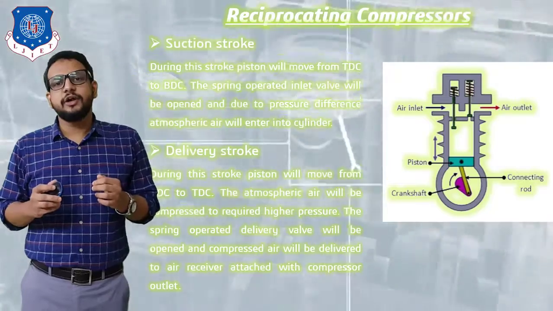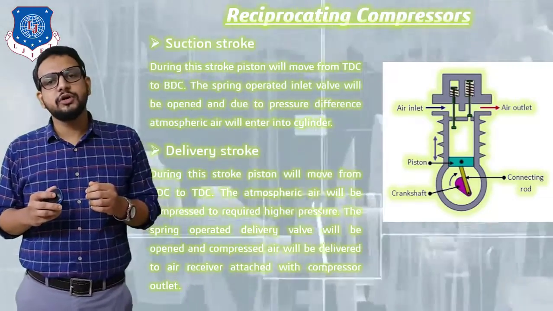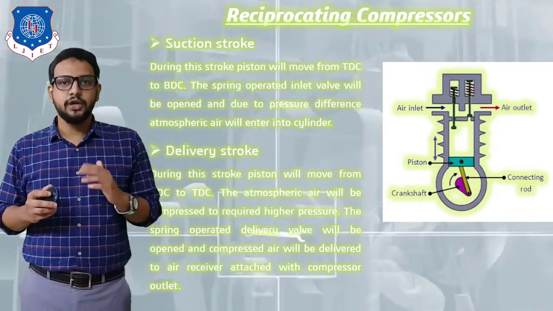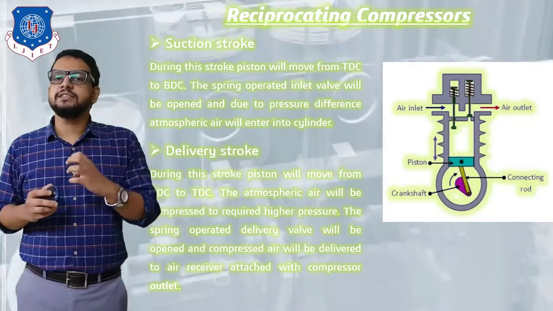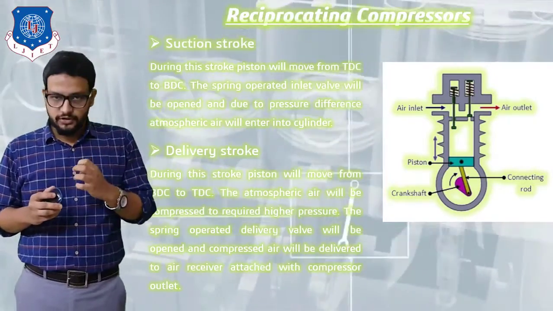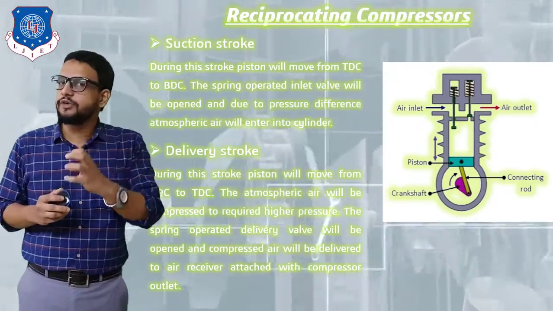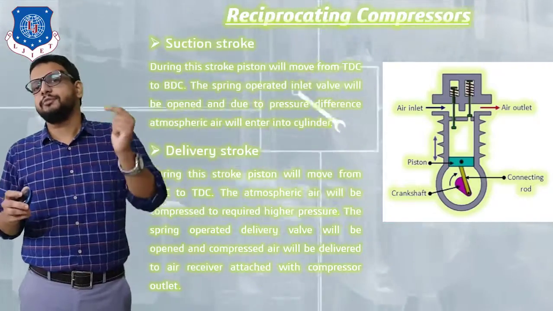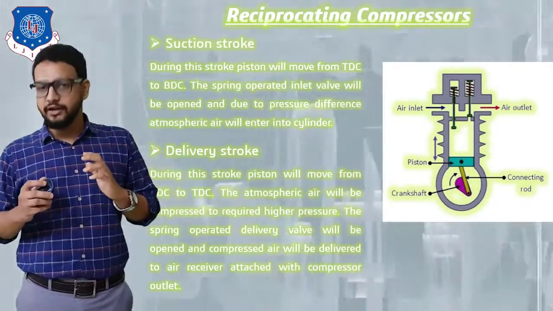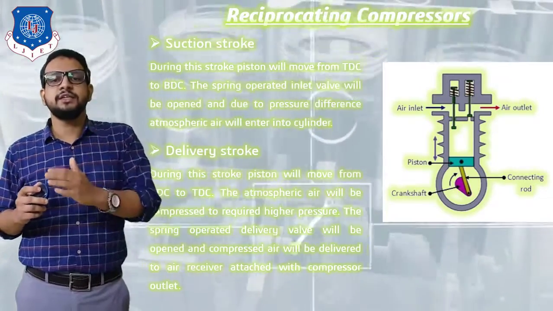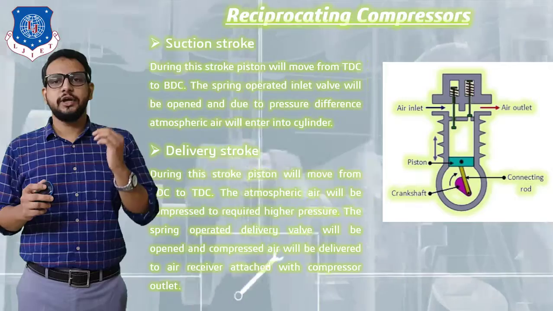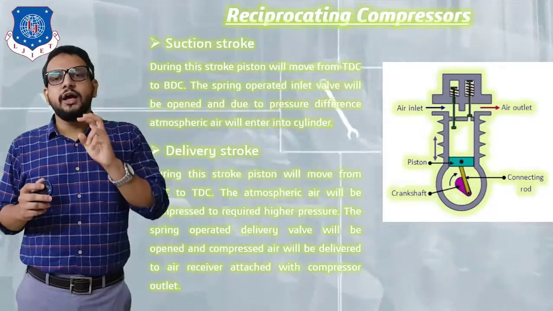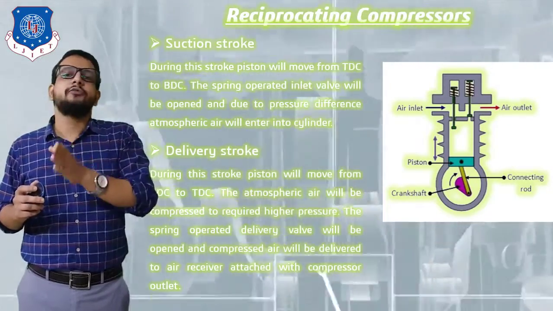Now let's see what happens in a suction stroke. During this stroke, the piston will move from top dead center to bottom dead center. At that moment, a vacuum will be created inside the cylinder. Because of the vacuum, a pressure difference will be established, the spring operated inlet valve will open, and atmospheric air will enter into the cylinder till the piston reaches its BDC position. So the entry of air takes place because of the pressure difference. This is called suction. At that time, the crank will perform half a rotation.